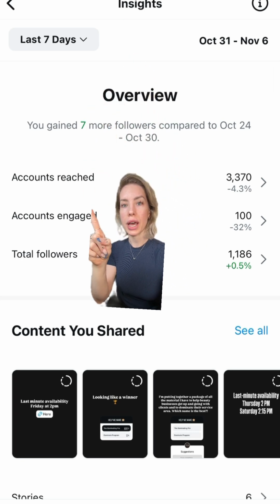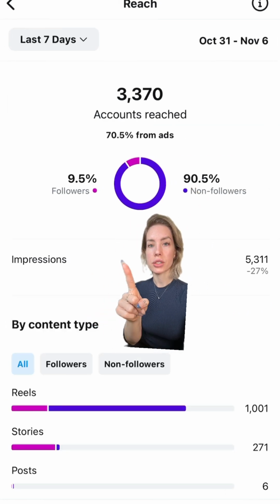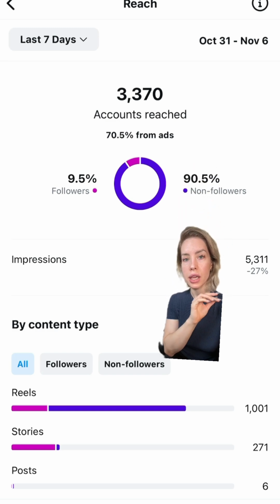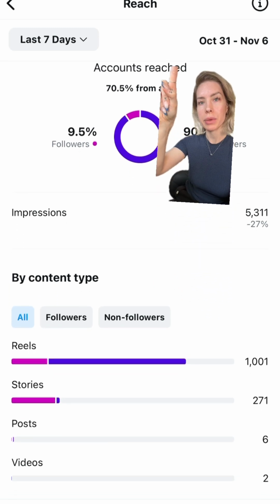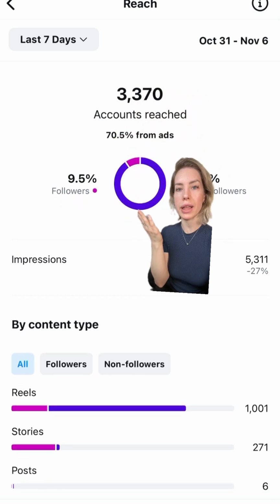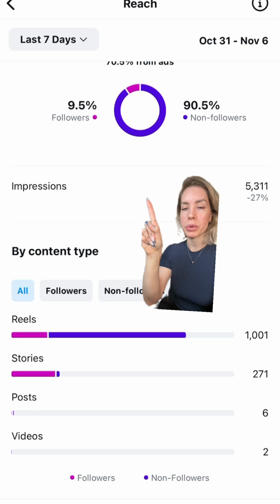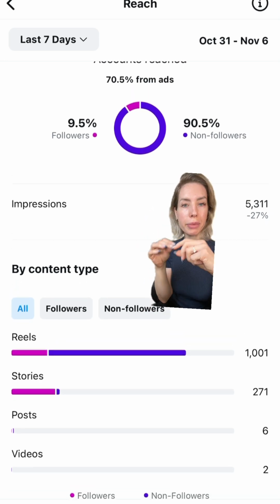It's going to tell you how many accounts your account has reached, how many other accounts engaged, and the total amount of followers that you've gotten. So we clicked on reach. This is how many people in other accounts I've reached based on what I posted just in the last 7 days. 90% of my reach was non-followers, 9% was followers, and that's because I ran an ad on one of my posts.